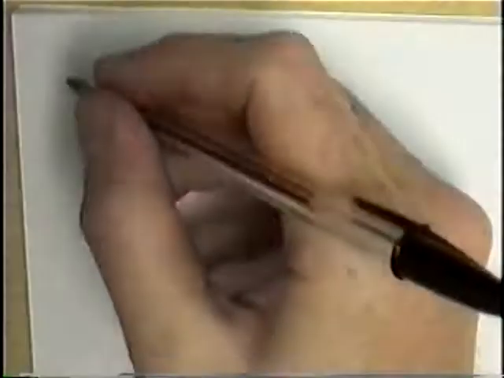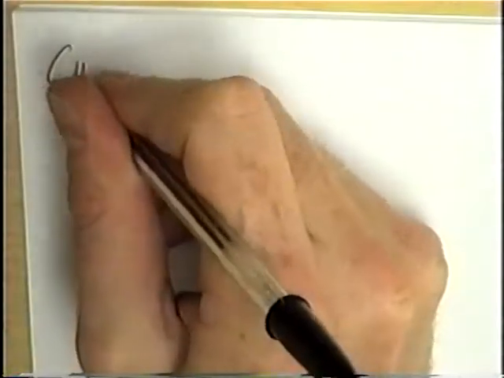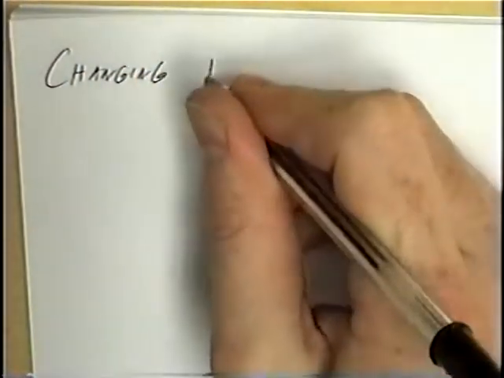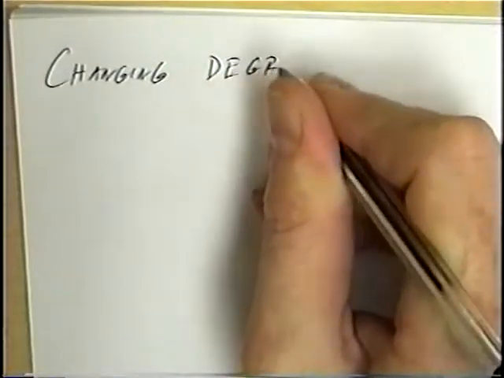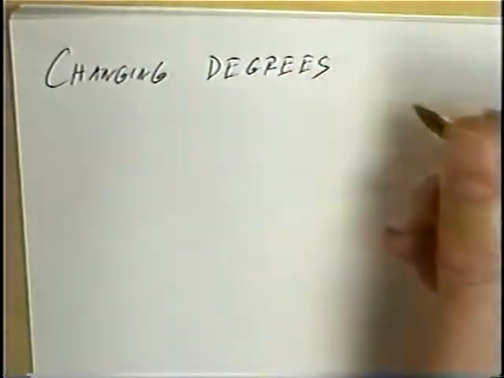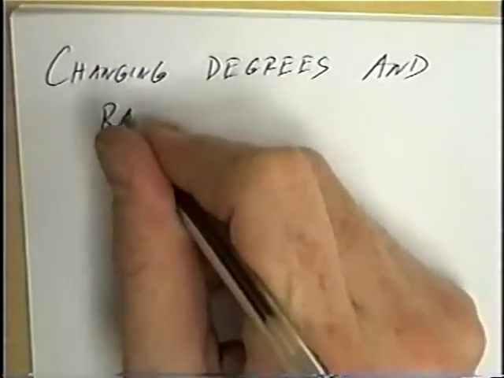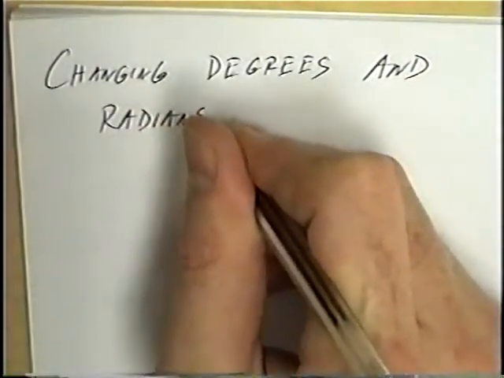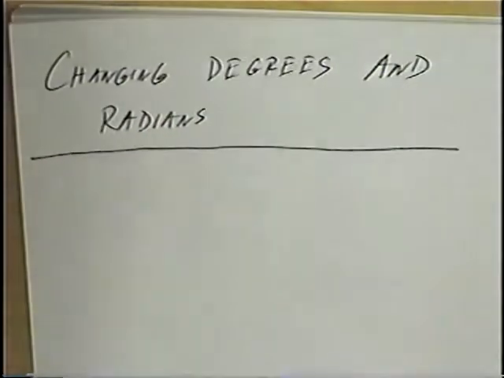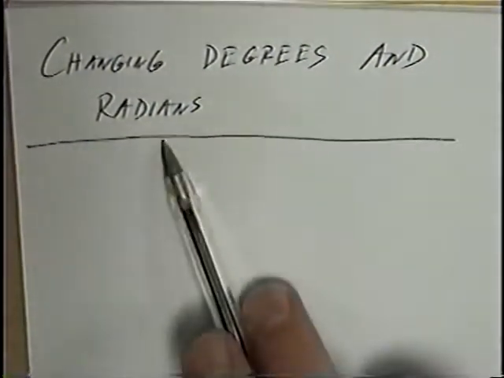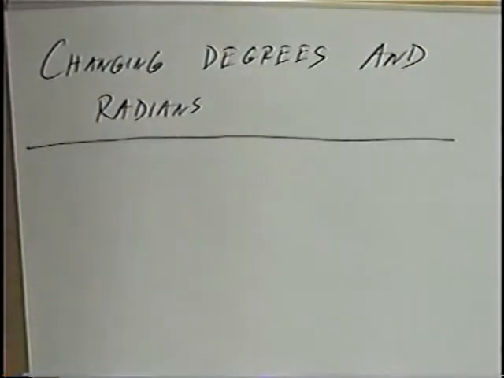The title of the first section today is Changing Degrees and Radians. In this section, we'll look at how to change degrees to radians and also radians to degrees.